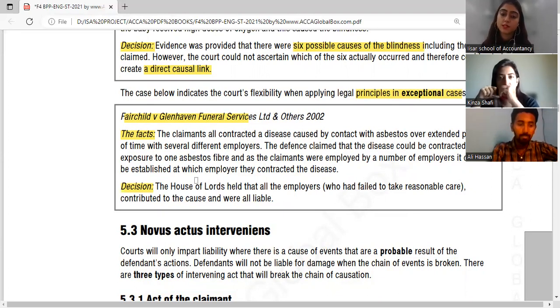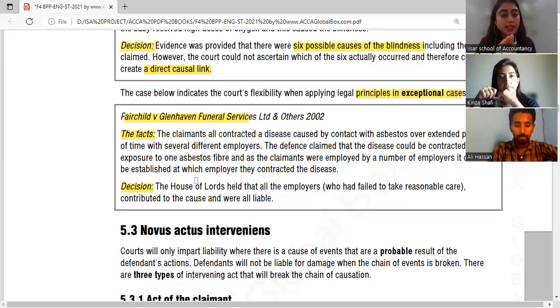Shall I explain? Yes. Basically, for example, it was like a disease which could spread, like COVID. If one who has suffered from the disease is not taking reasonable care, then he or she should be responsible. So in this case, in the same way, all the employers were not taking reasonable care, and they were all held liable by the House of Lords. So basically, it varies from case to case.